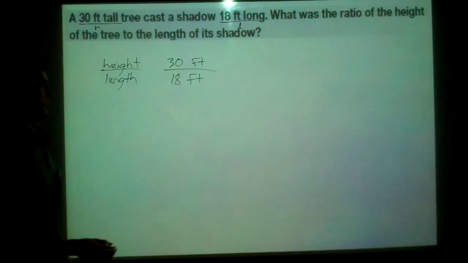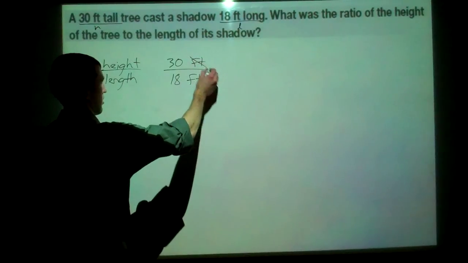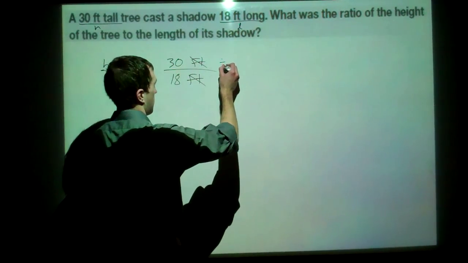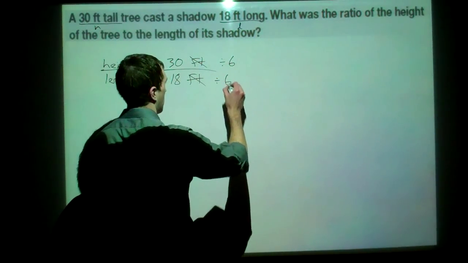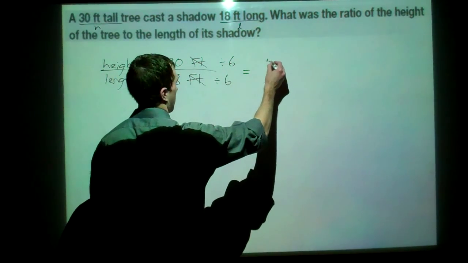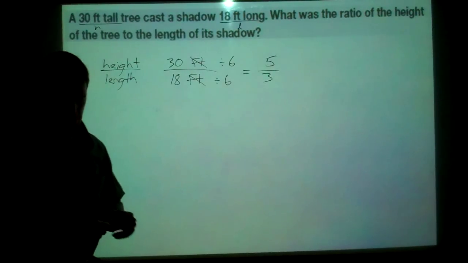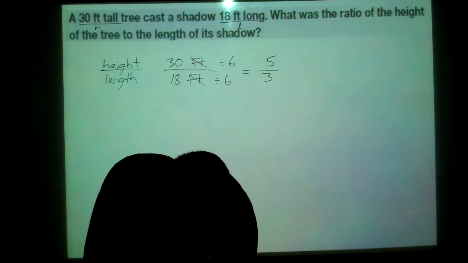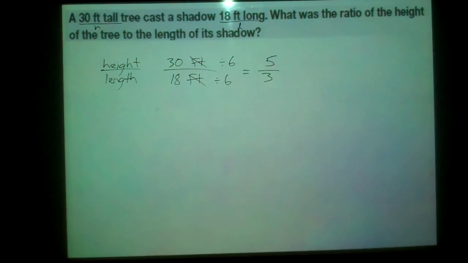And we can reduce that. Remember that units also cancel out when they're above each other in a fraction. So basically we have 30 to 18. We can divide by 6, which would be a good one to use. 30 divided by 6 is 5. 18 divided by 6 is 3. So once again we get a ratio of 5 to 3 when we look at the height compared to the length of the shadow. Just double checking there. Yes, we do get 5 to 3 again.